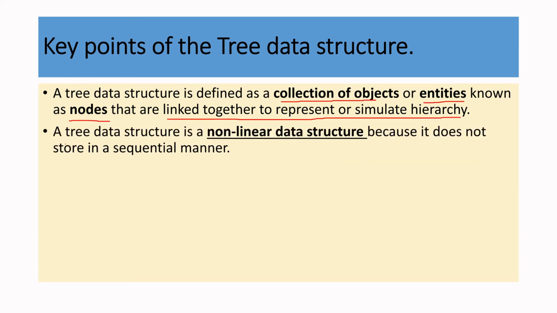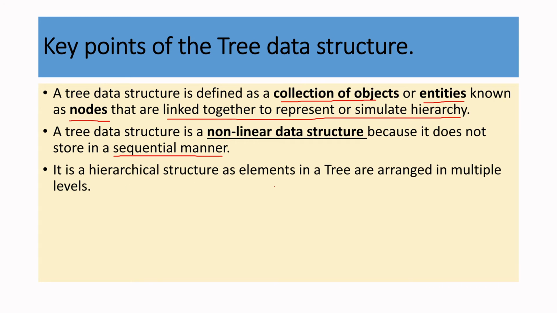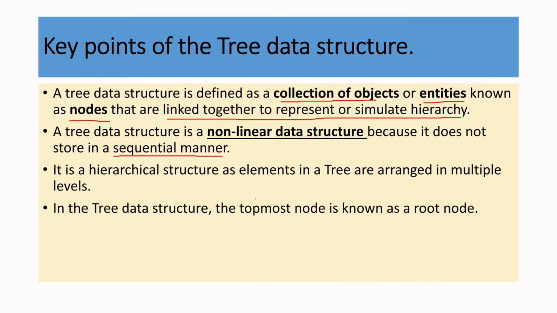A tree data structure is a non-linear data structure, because we will not use a tree for linear data. It does not store data in a sequential manner, because it takes a hierarchical manner. It is a hierarchical structure, as elements in a tree are arranged in multiple levels. There will be multiple levels: first level, second level, and so on. In the tree data structure, the topmost element is known as the root node.